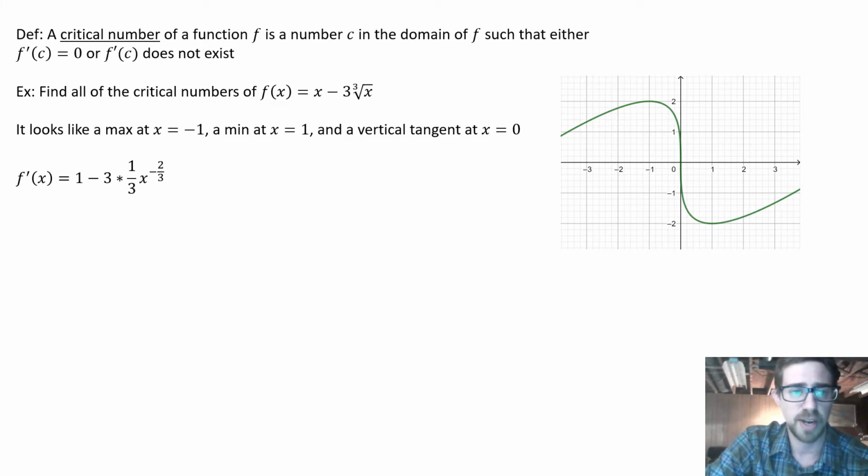Okay, so always finding f prime. So the cube root x is x to the 1/3. So that's 1 minus 3 times 1/3 x to the negative 2/3. That simplifies a bit.